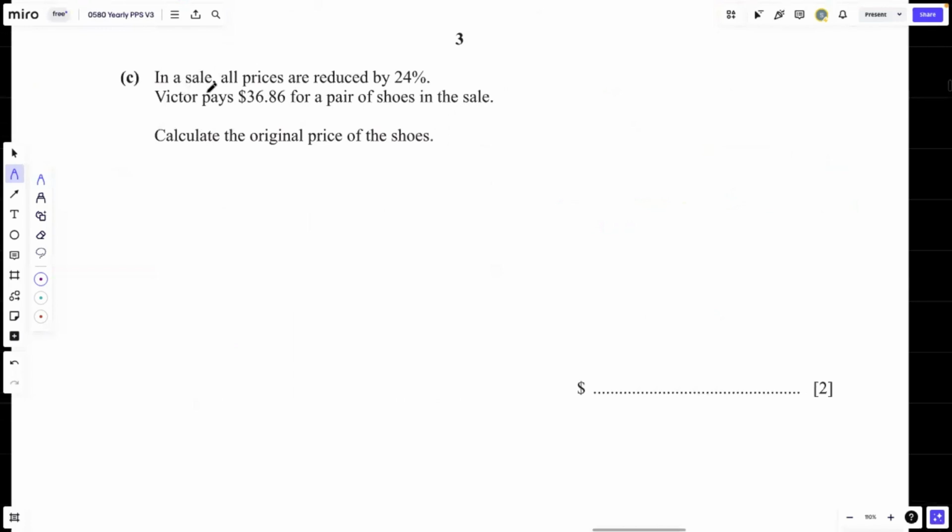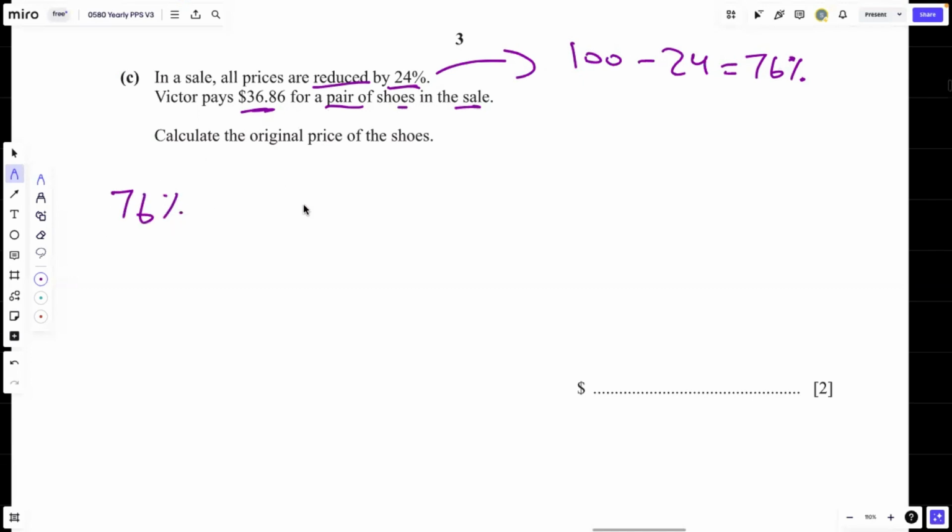Okay, next part. In a sale, all prices are reduced by 24%. So if you're reducing by 24, you are actually at 76%, because it's discounting. Victor pays 36.86 for a pair of shoes in the sale. So this is the discounted price: 76% is, in dollar terms, 36.86. You're supposed to calculate the original price. The original would obviously be 100%, because we always assume the original to be 100%.